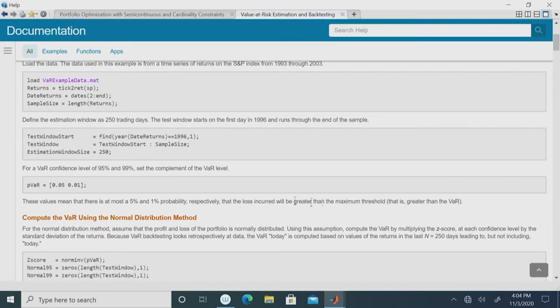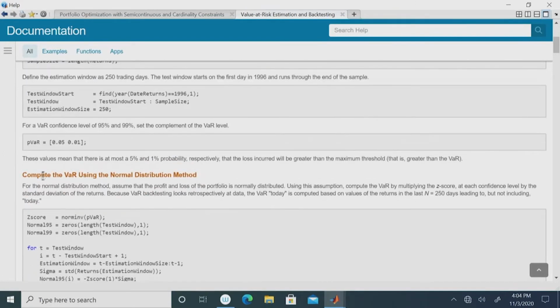Now we start off with the first method of computing the VaR. In this case we compute the VaR using the normal distribution method. As the name suggests, we begin with the assumption that the profit and loss of a portfolio is normally distributed, or in other words the returns are normally distributed. Under this assumption we compute the VaR by multiplying the z score at each confidence level by the standard deviation of returns.